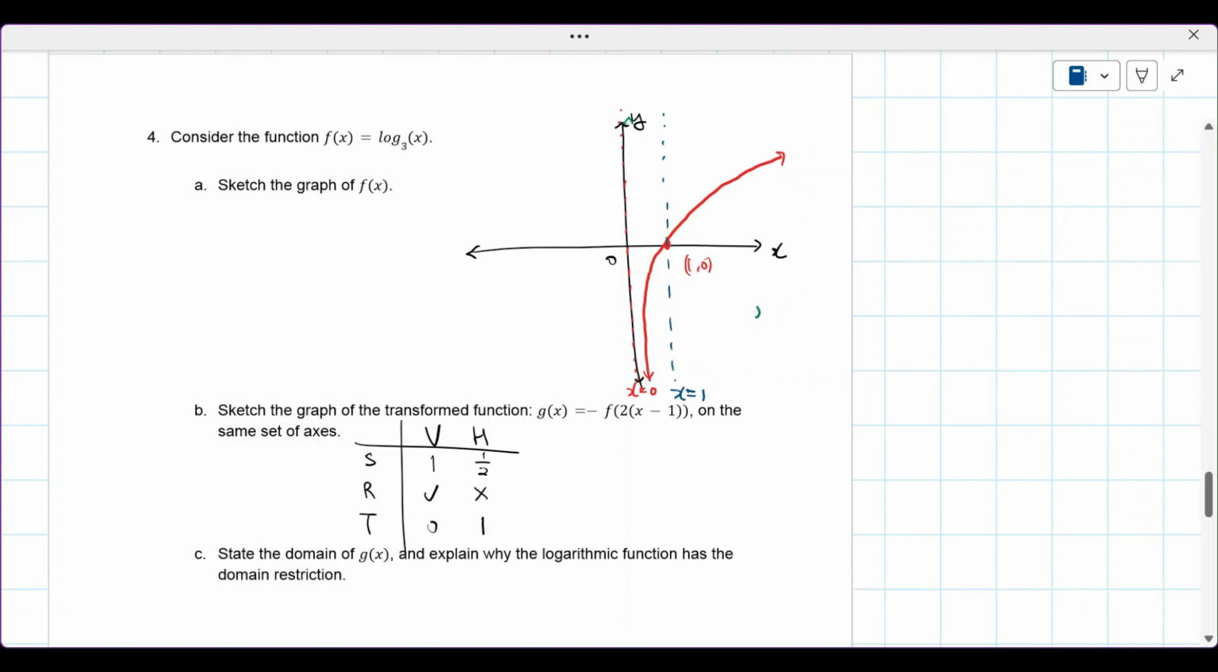X equals 1. And my x-intercept in the previous step was 1 over 2. So my new x-intercept would be at 1 and 1 over 2, so (1.5, 0). And the graph will look like this. So I think this blue graph is the final version of g of x. And the red one was f of x.